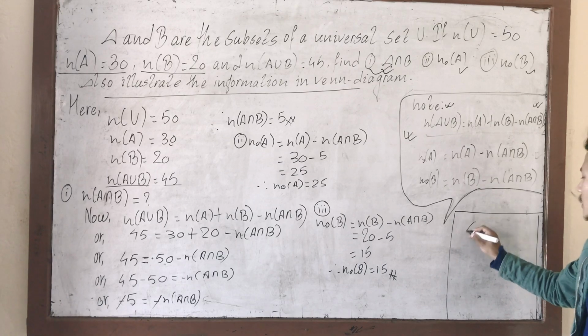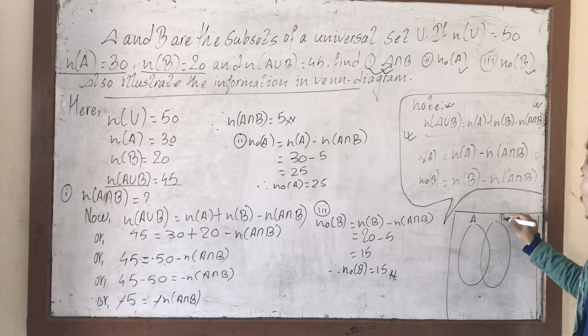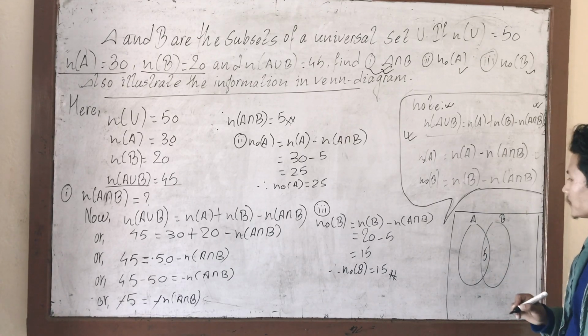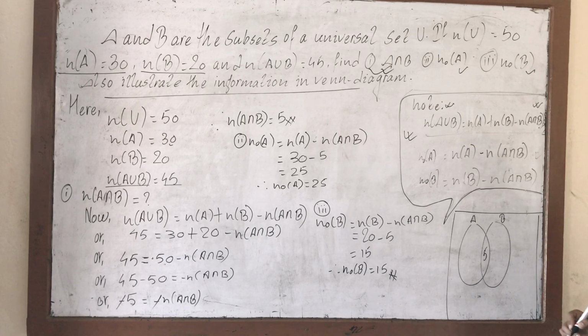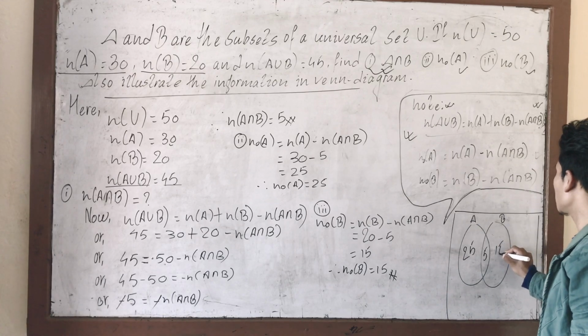We have A union B, so let's keep that one for A, and that one for B. And while making circle sets, you need to remember it must be very clean and you should use a pencil here. So the intersection we have is 5, right? And let's see what we have for the number of A only and the number of B only, which we just found out. The number of A only is 25 and the number of B only is 15.